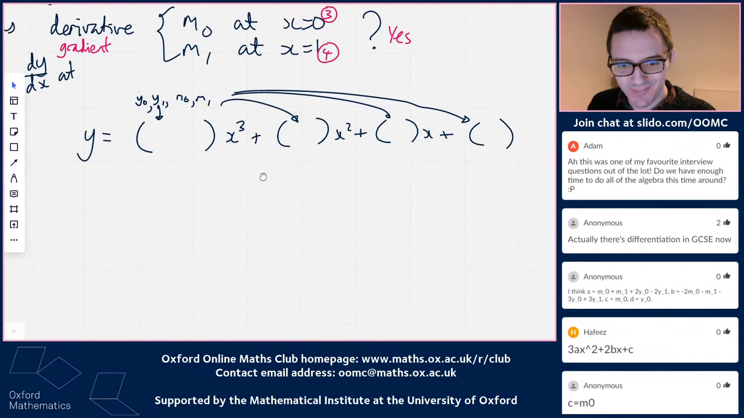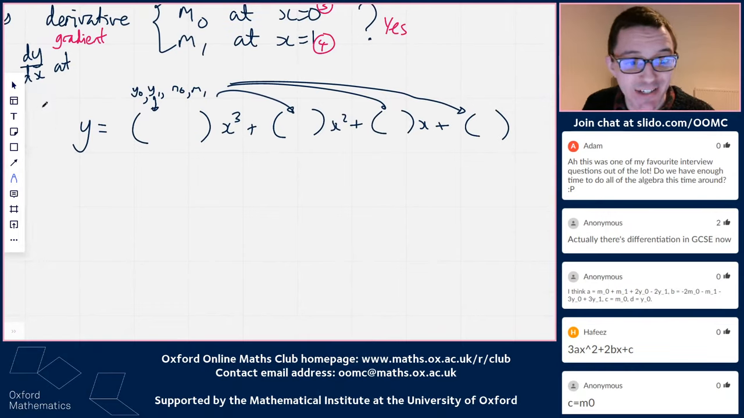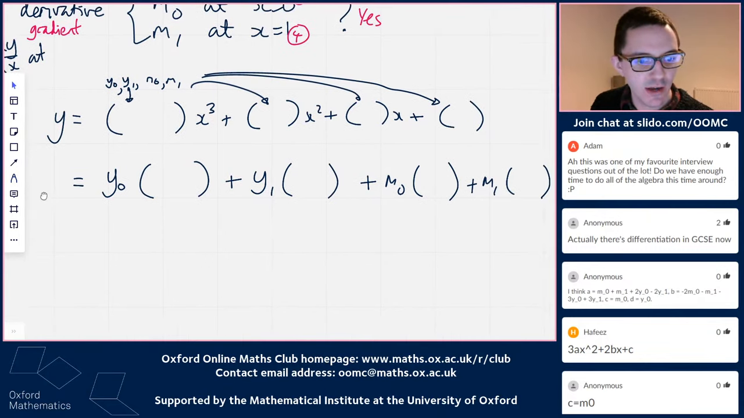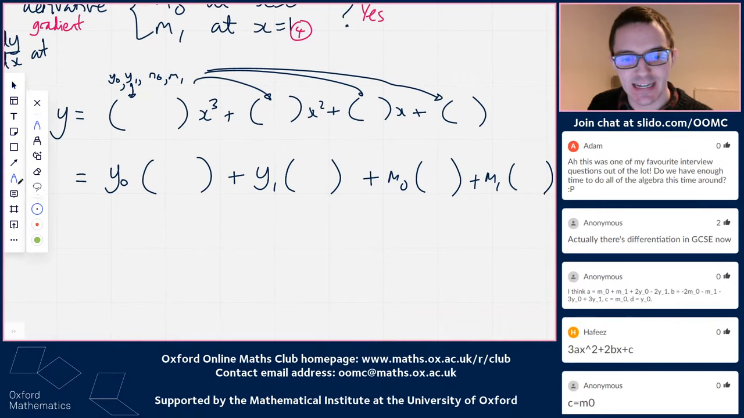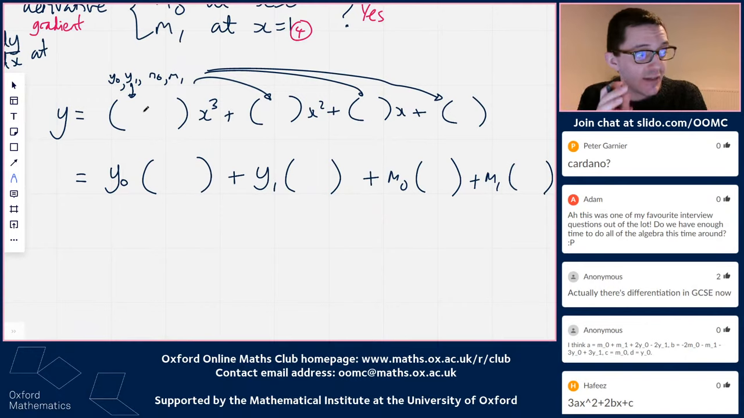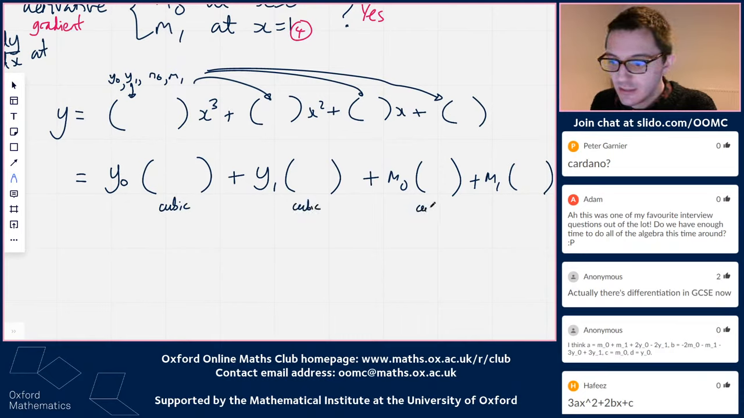Here's what I asked candidates to imagine doing. Imagine, horror upon horrors, multiplying everything out and then regrouping terms together to bring together the y0 terms, then the y1 terms, and then anything that depends on m0, and then anything that depends on m1. This is quite abstract because I haven't filled in all of the details. But what you get when you multiply this out and regroup the terms is a cubic inside the brackets.